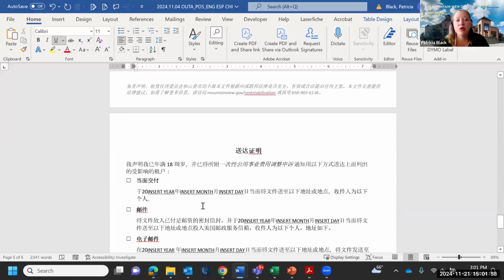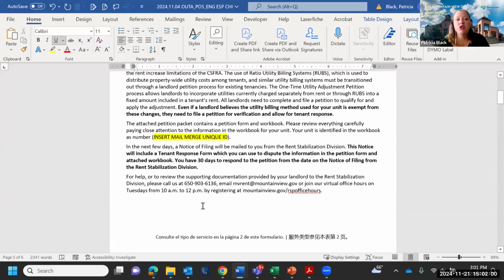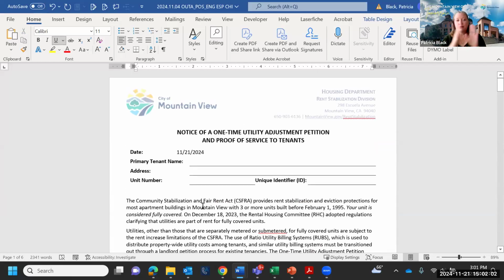your tenants. Okay, so each unit, we will provide you this giant packet of all of these, it'll be combined. You'll have to separate them out, but each unit will have the bulk of this already filled out for you with those unique IDs. So you're going to provide this proof of service form, the petition, and the workbook, that tenant version that I just went over. It is PDF'd for you already.